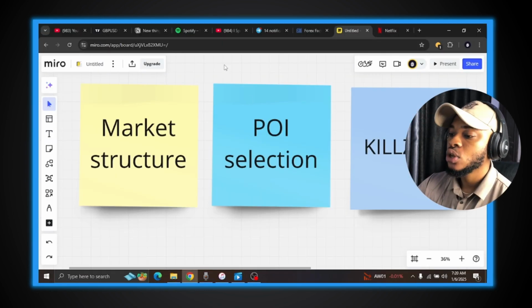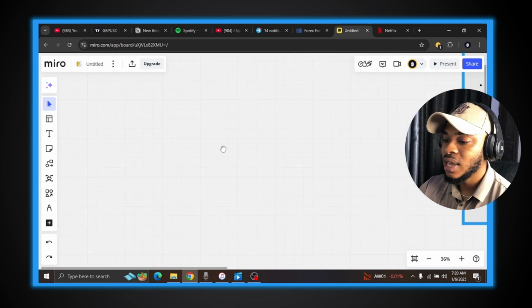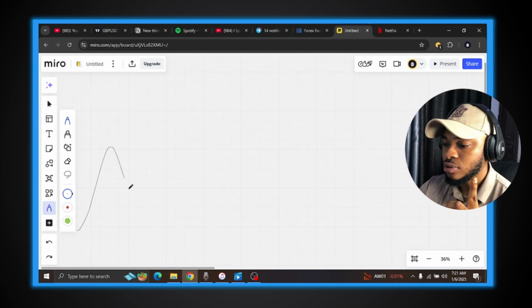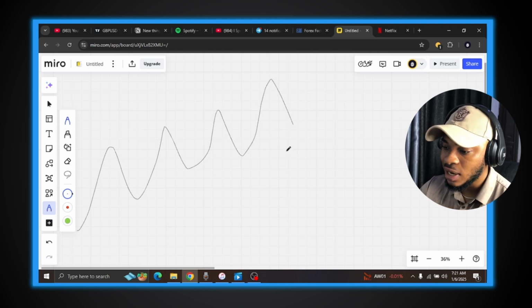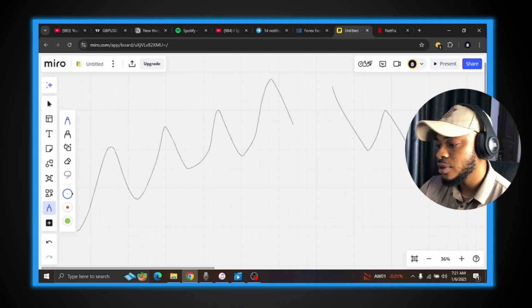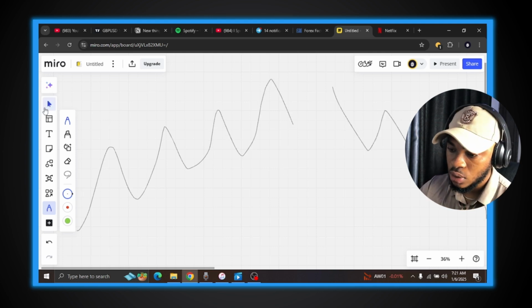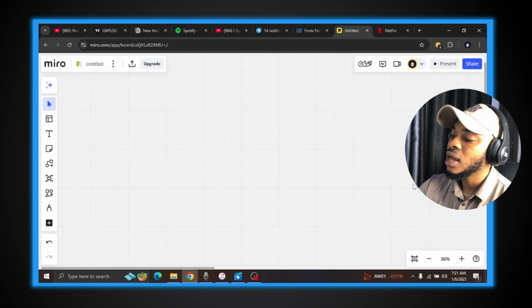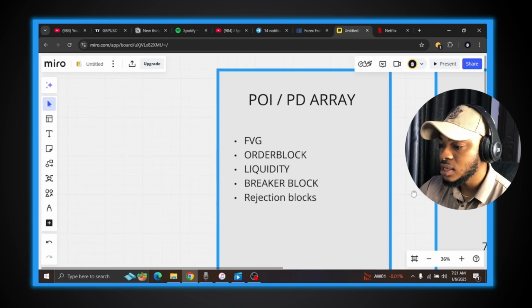POI selection. So when it comes to POI selection, you have to be extremely careful and smart, because when the market is bullish, you want to only use bullish POIs, and when the market is bearish, you want to only use bearish POIs. Okay, so what are the kind of POIs I use? Now, the kind of POIs I use are these.